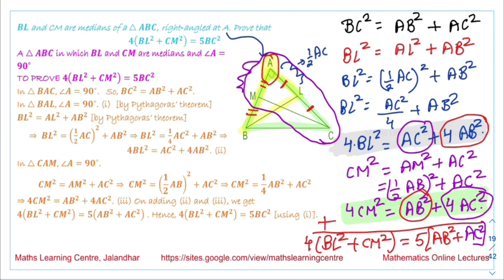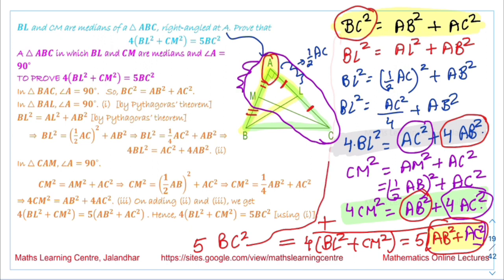Now we have the first equation, that BC square is equal to AB square plus AC square. So this whole value will be equal to 5 times BC square using this first equation. And this is what we have to prove, that 4 times (BL square plus CM square) is equal to 5 times BC square.